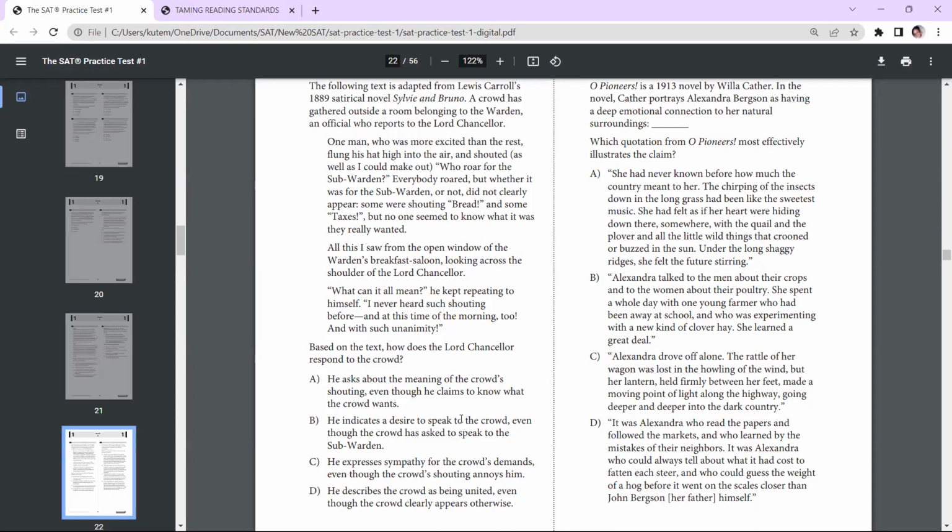Okay. A says he asks about the meaning of the crowd shouting, even though he claims to know what the crowd wants. B, he indicates a desire to speak to the crowd, even though the crowd has asked to speak to the subwarden. C, he expresses sympathy for the crowd's demands, even though the crowd's shouting annoys him. D, he describes the crowd as being united, even though the crowd clearly appears otherwise. So what do you guys think? Same, C. Yes, ma'am.